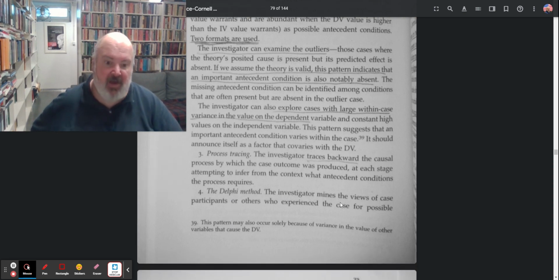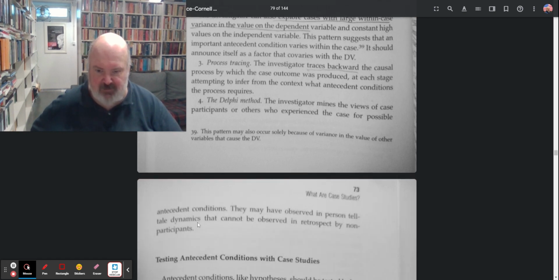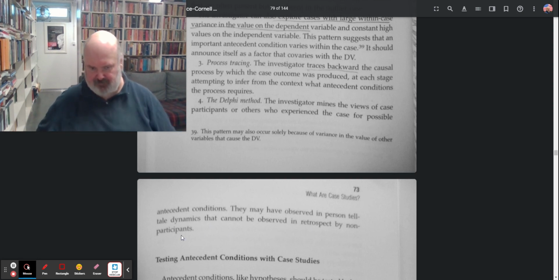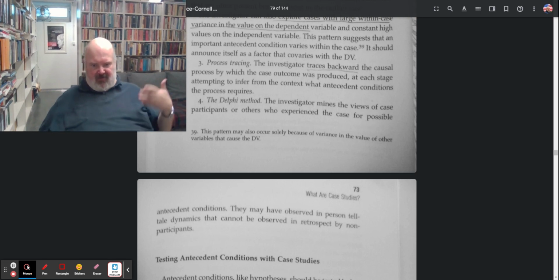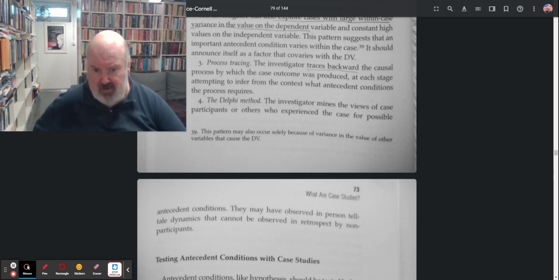And last, Delphi methods. The investigator mines the views of case participants and others who experience the case for possible antecedent conditions. They may observe in person telltale dynamics that cannot be observed in retrospect by non-participants. So again, look at the Delphi method. They may see something that happened at the time, and they may recognize something that other people, non-participants, would not have noticed or recognized. Okay, Delphi methods, and those are the four.